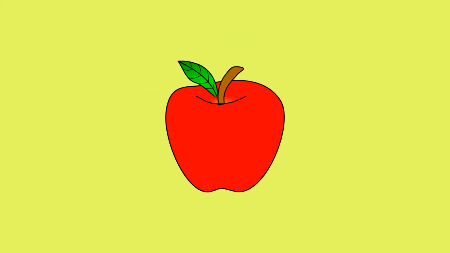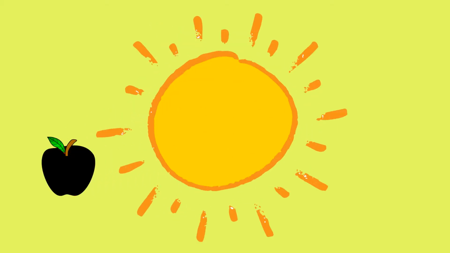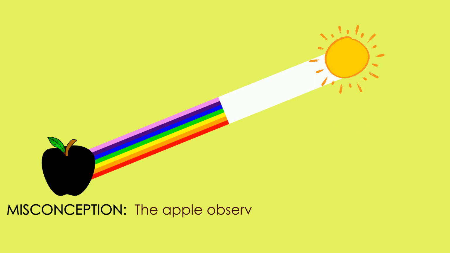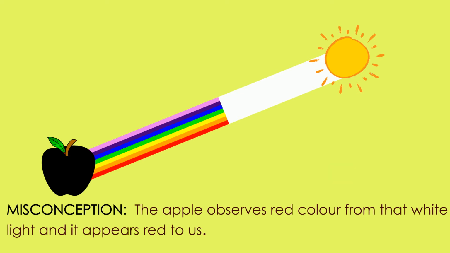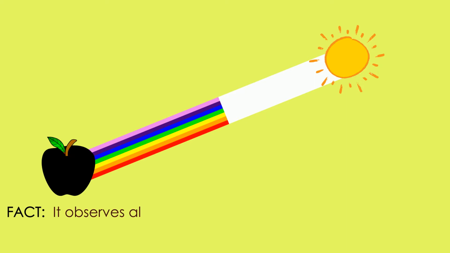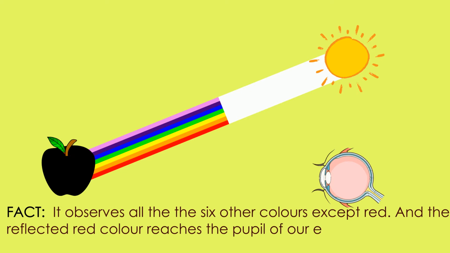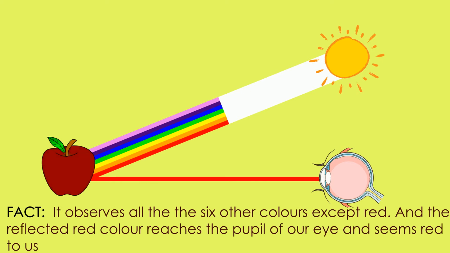Let us consider an apple placed under sunlight. Now, a beam of white light falls on that apple. This beam consists of 7 colors. One of the common misconceptions is that the apple absorbs the red color from that white light and it appears red to us. But the fact is that it absorbs all the 6 other colors except red, and the reflected red color reaches the pupil of our eye and it seems red to us.